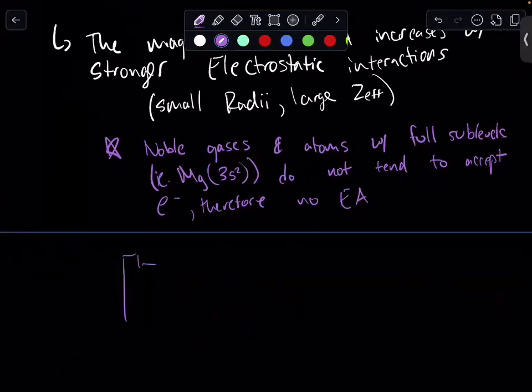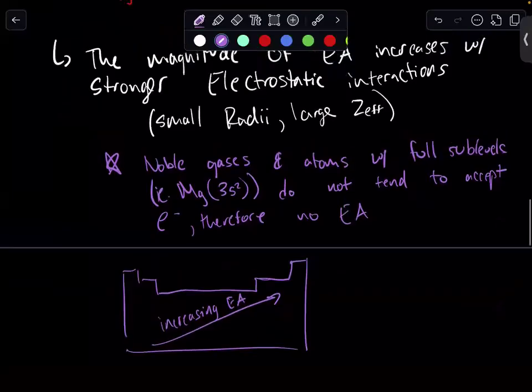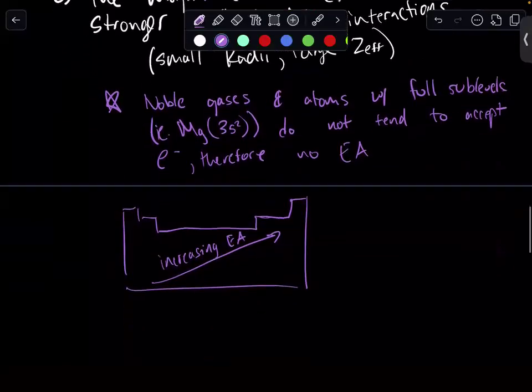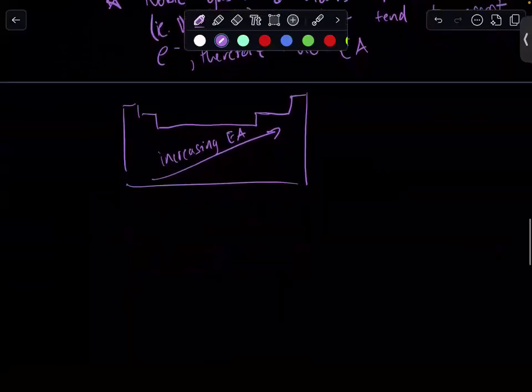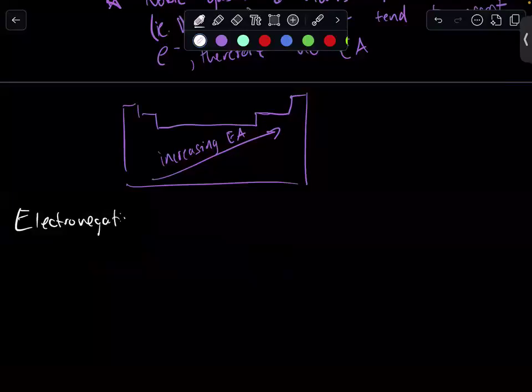So similarly, we can make the trend for electron affinity, that it also increases. Electron affinity and ionization energy have inverse trends to radius because a smaller radius means a larger other value. The last one is electronegativity, which I will also abbreviate EN.